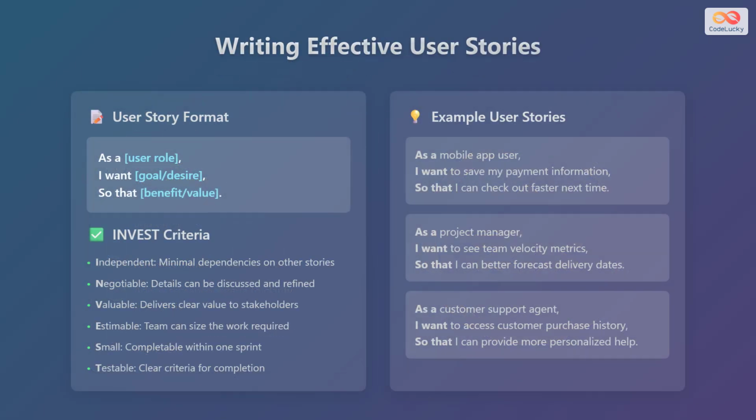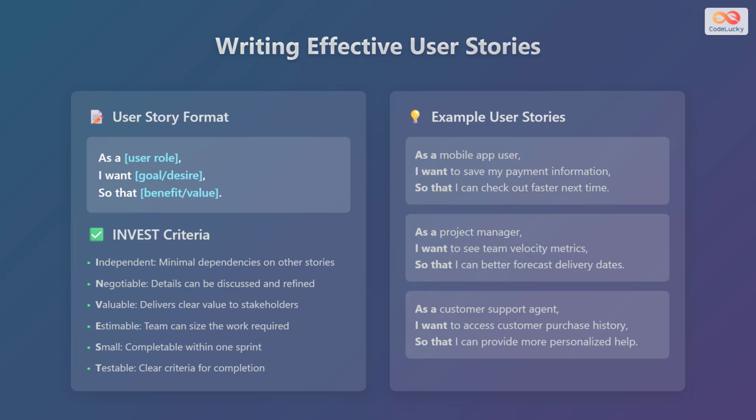To write effective user stories, use the standard format. As a user role, I want a goal or desire so that I can obtain a benefit or value. Ensure your user stories adhere to the INVEST criteria, that is, independent, ensuring minimal dependencies on other stories; negotiable, allowing details to be discussed and refined; valuable, delivering clear value to stakeholders; estimable, allowing the team to estimate the work required; small, completable within one sprint; and testable, with clear criteria for completion.